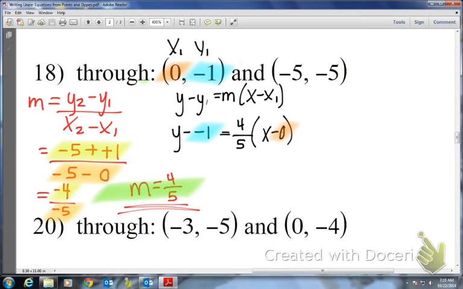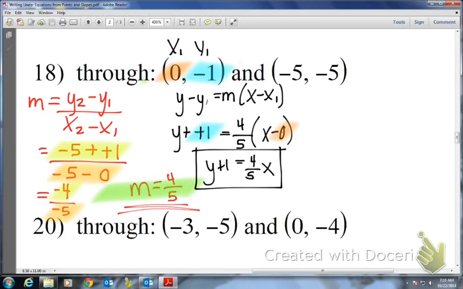Well, you could technically leave it like this, but I want to simplify a few things. Y minus negative 1 turns into y plus 1, so that's y plus 1 equals 4/5. And then x minus 0, well, anything plus or minus 0 is just the same thing. So I'm just going to say x. And then the 0 doesn't really matter because x minus 0 is just x. So 4/5 x. I'm going to put a nice box around that, and that will be my answer.